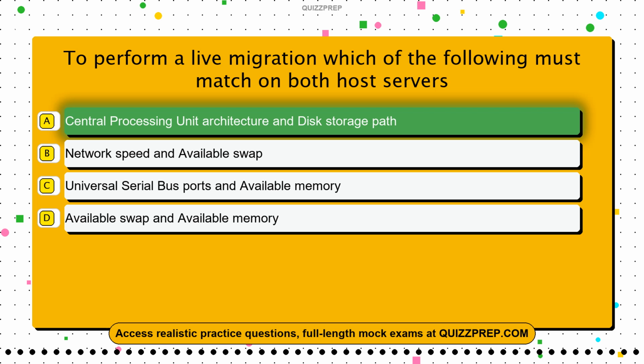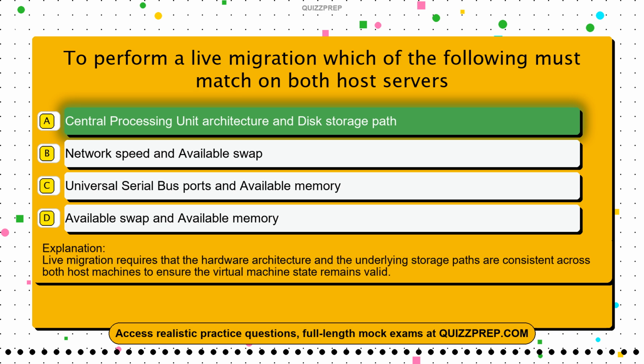The correct answer is option A, central processing unit architecture and disk storage path. Live migration requires that the hardware architecture and the underlying storage paths are consistent across both host machines to ensure the virtual machine state remains valid.